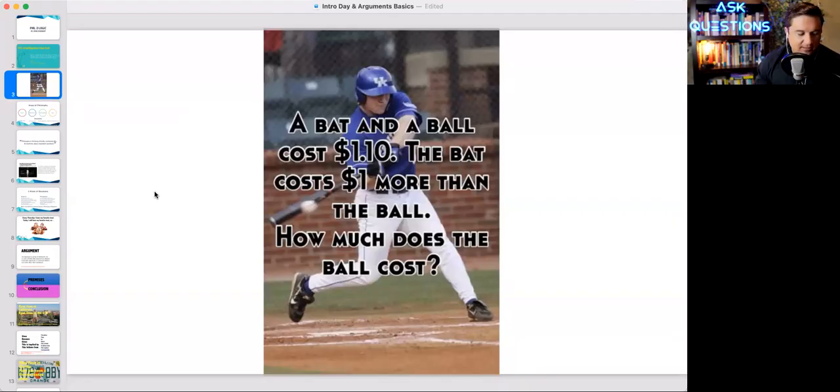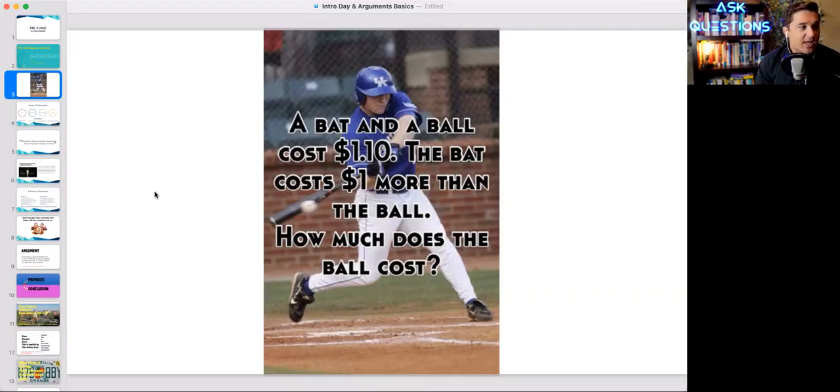So here's a little second logic puzzle. There's a baseball bat and there's a baseball. And together, they cost $1.10. Further, we know that the bat is $1 more than the baseball. Question: how much is the baseball? How much does the ball cost? You can pause the video and think about that for a second.